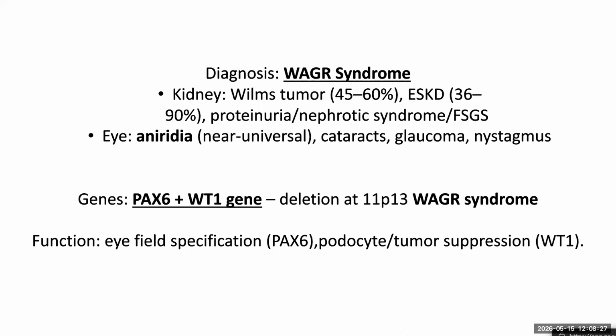Cataracts, glaucoma, nystagmus can be present. So nystagmus is possible because the pupil is so big that the patient is not able to focus. That's why they eventually develop nystagmus. So it is a PAX6 gene and WT1 gene deletion at 11p13 level, which leads to this syndrome.